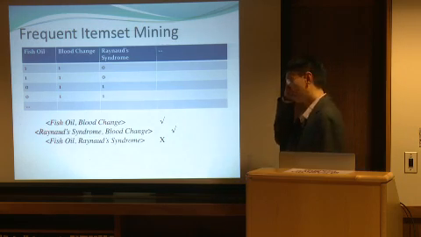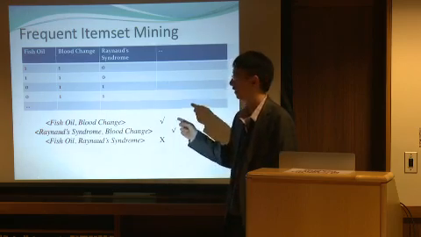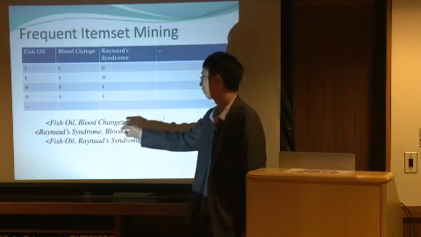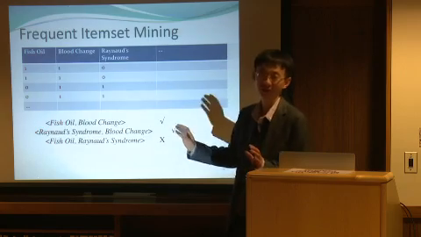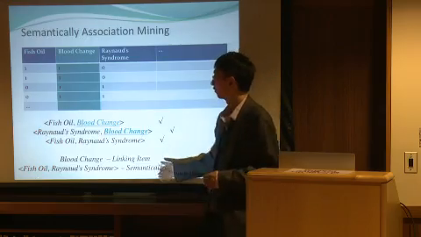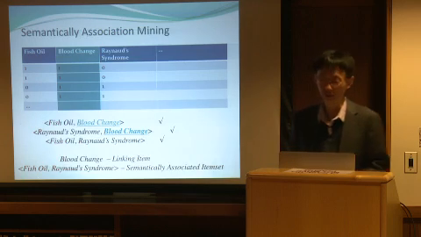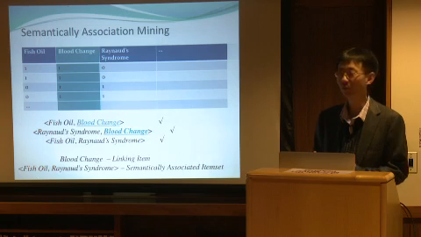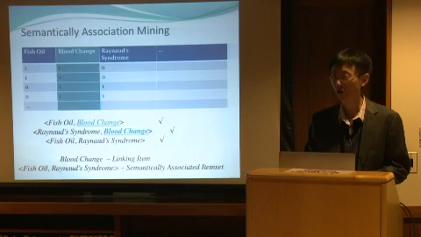But the problem here is that in traditional data mining, we normally count the frequencies: how many times fish oil and blood change, how many times renal syndrome and blood change, and how many times fish oil and renal syndrome. For this last one it is zero, so normally we say this is not useful, not interesting. What we did is try to find a way to figure out how close fish oil and renal syndrome are. Because Swanson's study showed it was not meaningless, we try to study this fish oil example again.